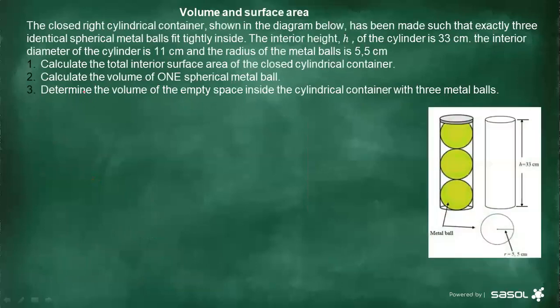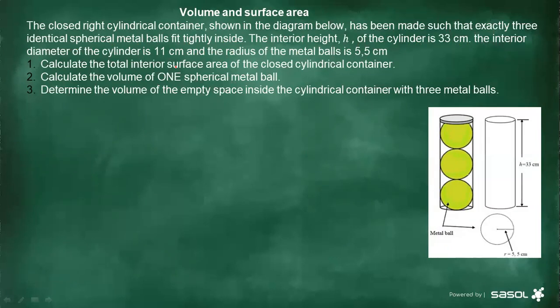All right. The closed right cylindrical container shown in the diagram below has been made such that exactly 3 identical spherical metal balls fit tightly inside. The interior height, which is h of the cylinder, is 33 centimeter. The interior diameter of the cylinder is 11 centimeter. The radius of the metal ball is 5.5 centimeter. Calculate the total interior.